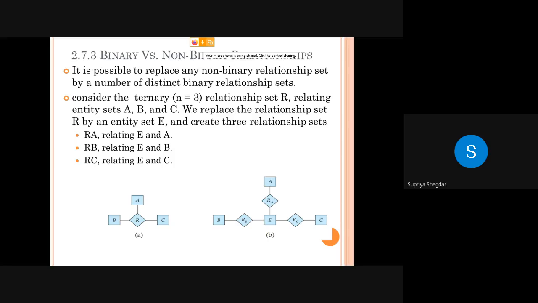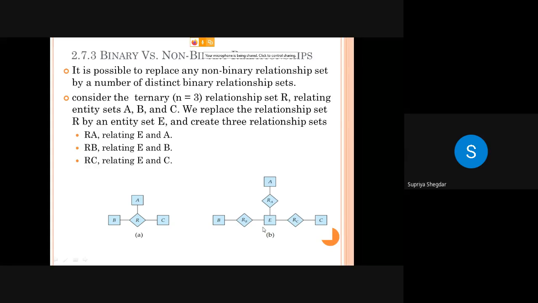So consider the ternary relationship, where n is equal to 3, meaning the number of entities is 3, relating sets A, B and C. R is the ternary relationship and A, B, C are the entity sets. Here we replace the relationship set R by the entity set E. Let's see it in figure B. Here the relation R is replaced by entity E. Instead of relation R, we can use the entity. Okay, we have seen that.